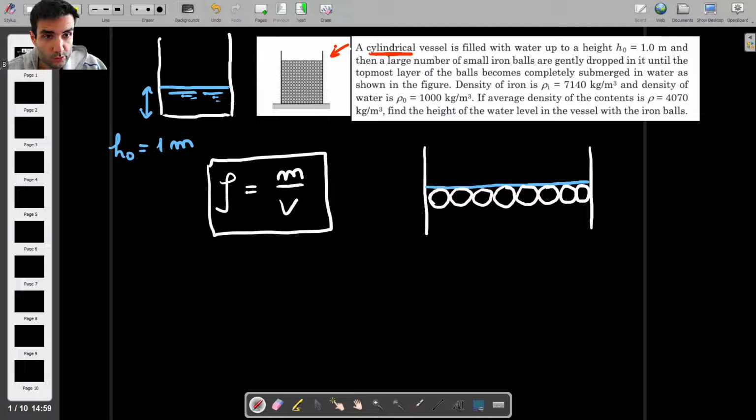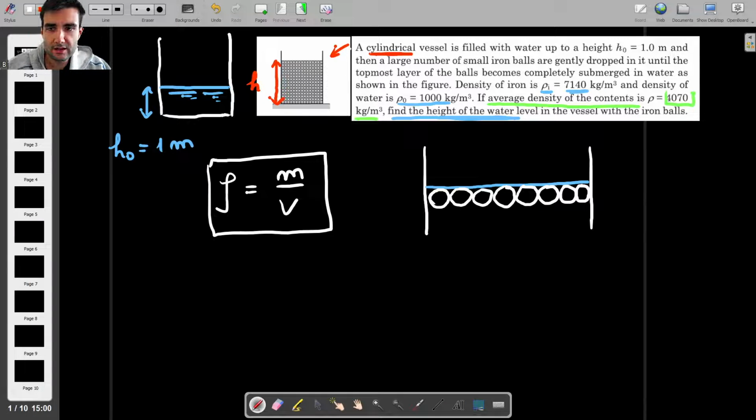We don't know that, but what we do know is the density of the iron, which is what the pellets are made of, is this. We know the density of the water, which is this. And then we're given this interesting idea: the average density of the contents is 4,070 kilograms per meter cubed. Now, we're going to explore this in a second, but let's find out what we have to calculate. The question asks: find the height of the water level with the iron balls. So we're trying to find this height that we don't know.